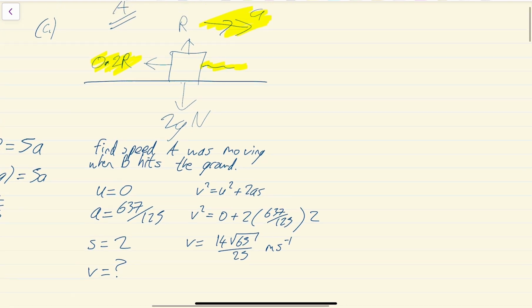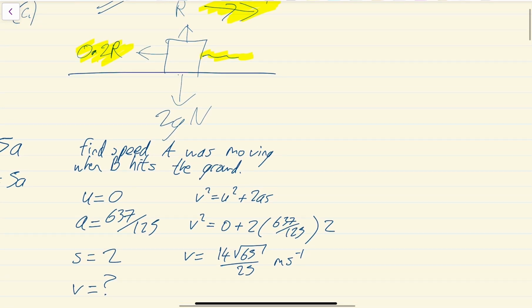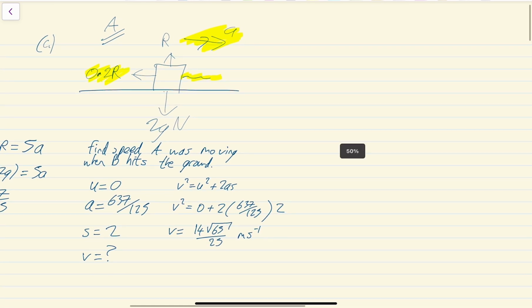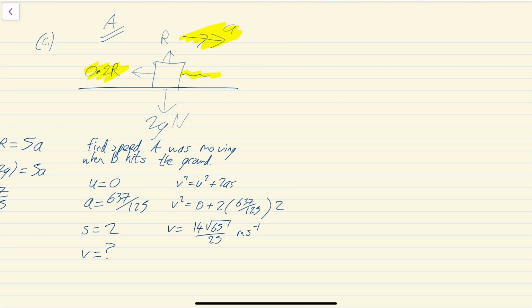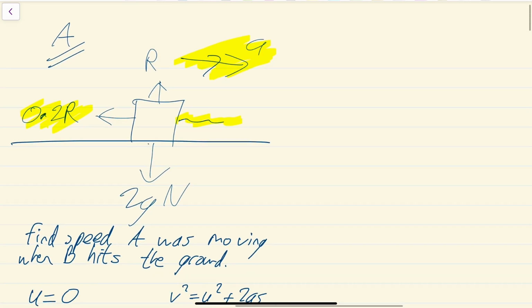Okay, but we also need to find the acceleration when it slows down. But that will be our initial velocity, the speed that A was moving when B hit the ground. So that will be the initial velocity for this next stage of motion. But we will come back to this. Let me just circle this. This is going to be very, very important. Okay, now what we want to do is use F equals ma up here.